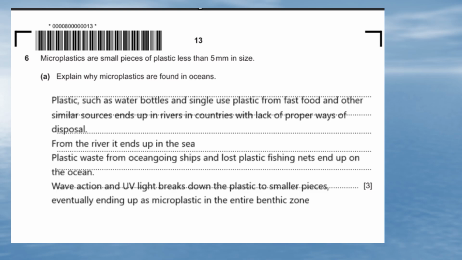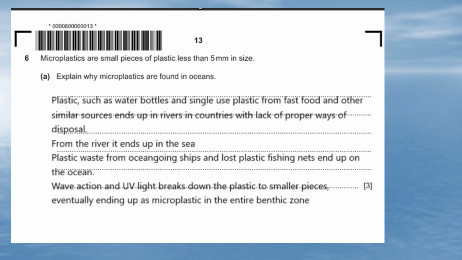I say plastic, such as water bottles and single-use plastic from fast food and other similar sources, ends up in the rivers in countries which lack the proper way of disposal. I choose to be specific here, like with bottles and stuff like that, because they want a single source in the answer. And then from the river, it ends up in the sea.